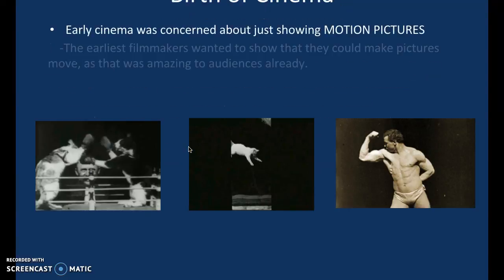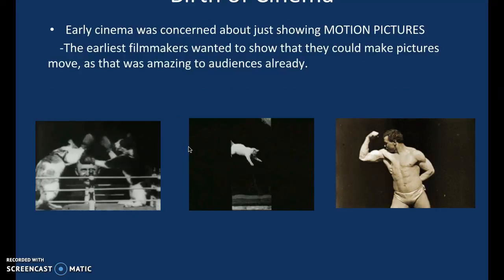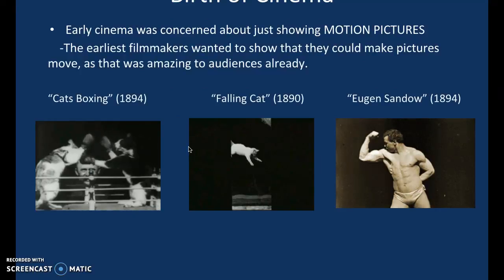Right here we have some of the earliest clips that people were viewing. We had the Cats boxing, which came out in 1894. Before that was the Falling Cat. And then Eugene Sandow was a bodybuilder, which was kind of a rare profession back in those days. And basically, it's about 30 seconds of him flexing. So these filmmakers were just really excited to show these actualities, and people love them.